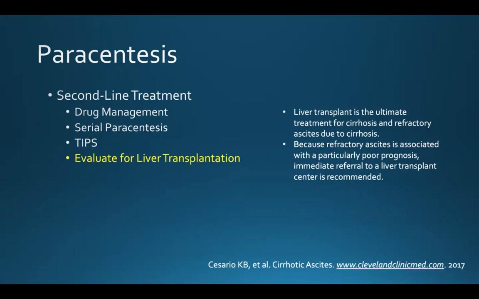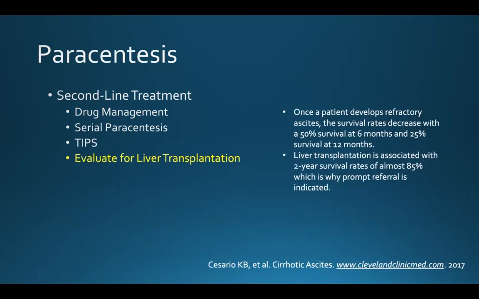An early referral for liver transplant is also an important part of treatment. Liver transplant is the ultimate treatment for cirrhosis and refractory ascites occurring due to cirrhosis. Because refractory ascites is associated with a particularly poor prognosis, immediate referral to a liver transplant center is recommended.